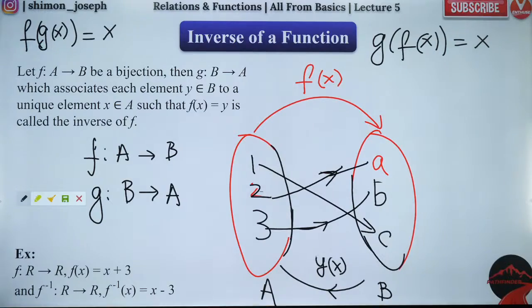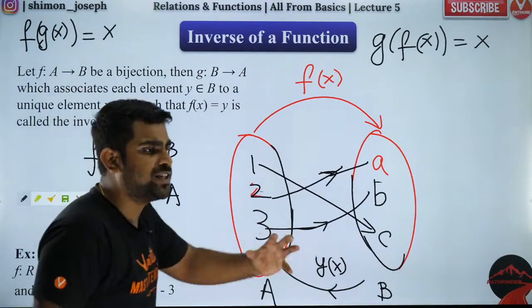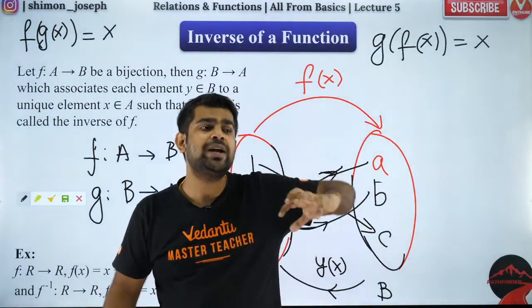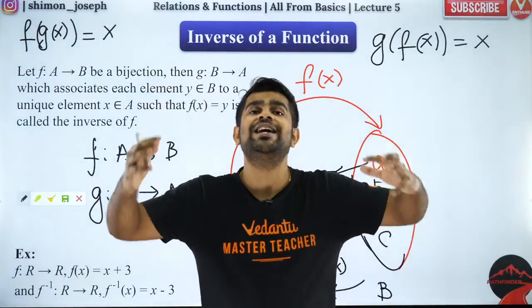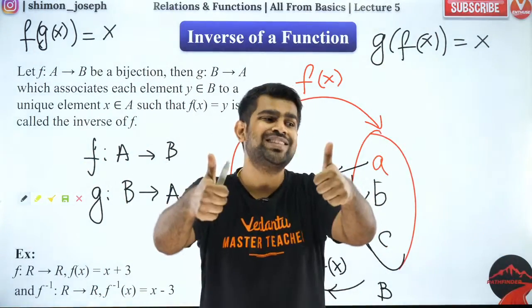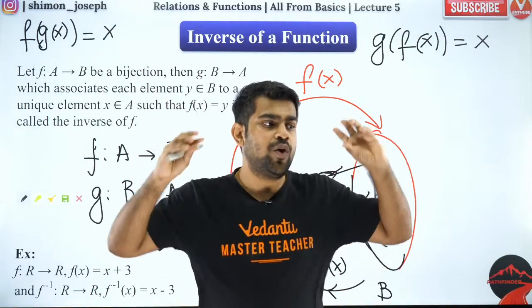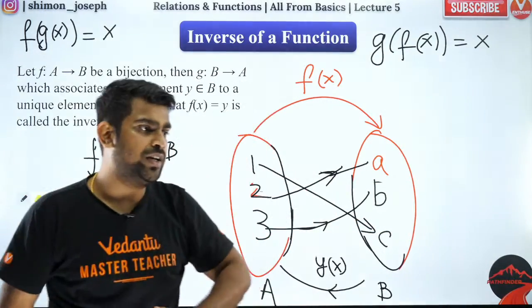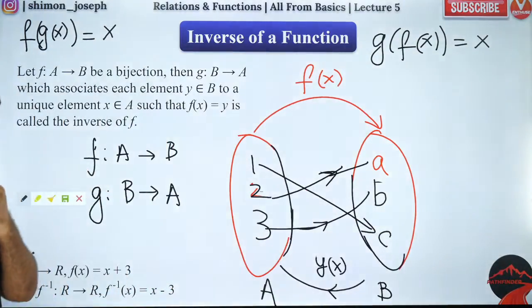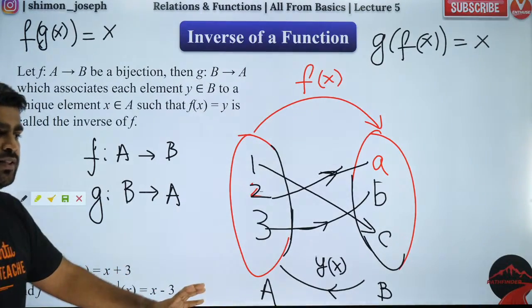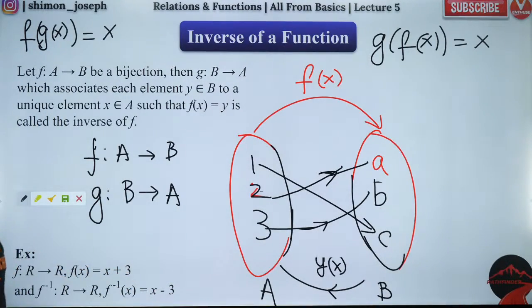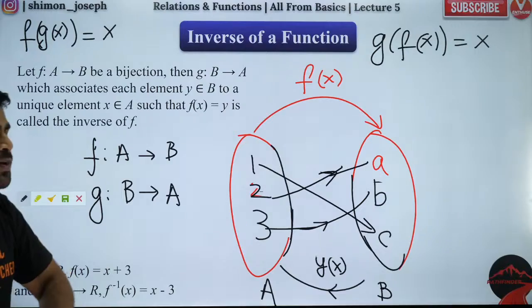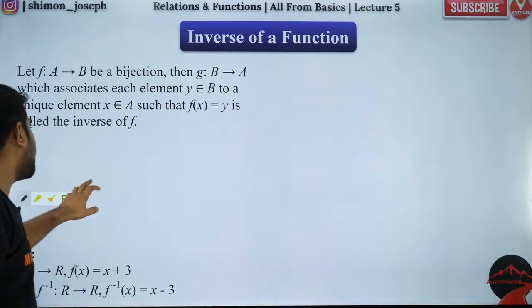Very good. So you can say that for every bijective function, there will be an inverse defined. For every bijective function, there can be an inverse defined. Are you all clear? Everybody cool with it? Fantastic, guys. So this is the most important part. I want you guys to be aware of it.